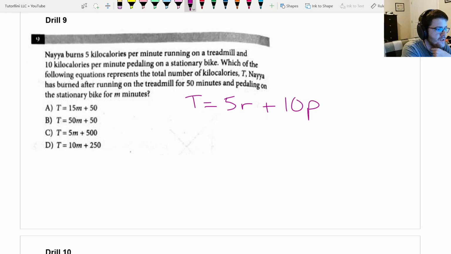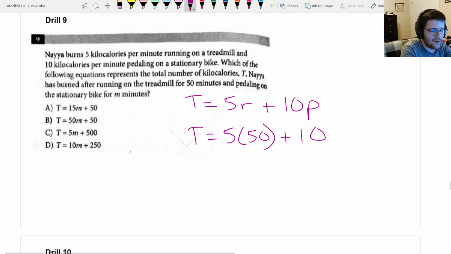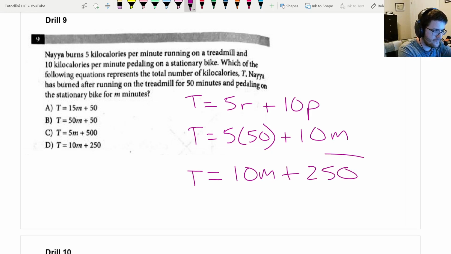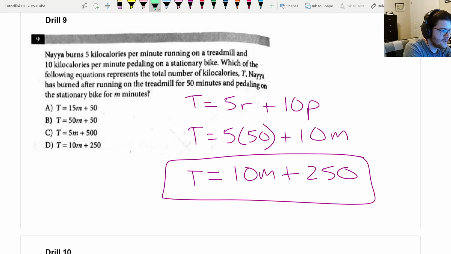Okay, now it says running on the treadmill for 15 minutes. So the running is 50. So we're going to actually replace that with a 50. And then the pedaling, they use M. I don't know why they're using such wacky letters, but okay, so now let's just rewrite this to look more like the answer choice: 10M plus 5 times 50. I think that's 250. And let's look at that. That's right. Good.